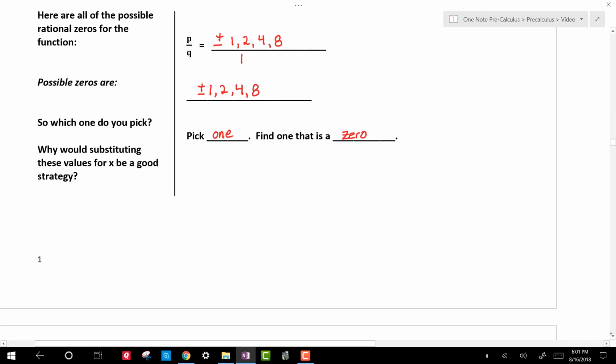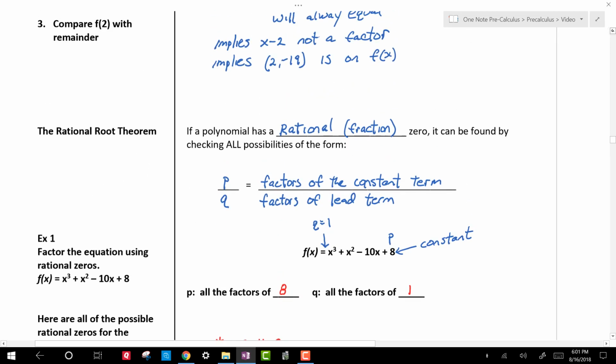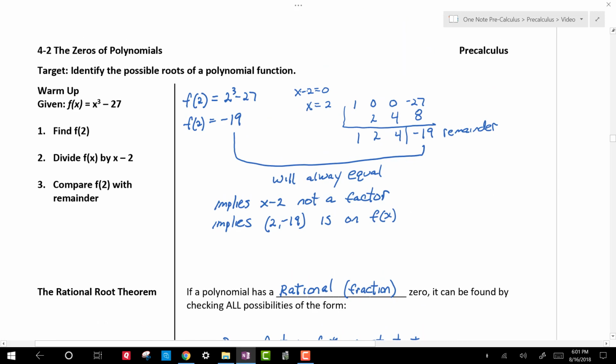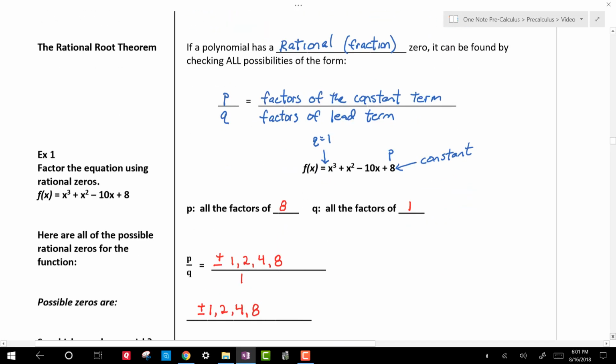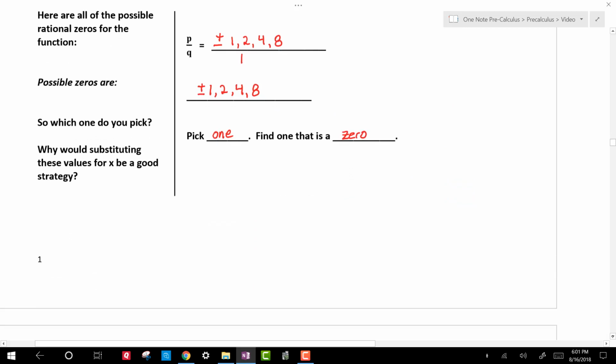In other words, go back to your warm-up for a minute. Remember in the warm-up when we plugged in 2 to the function and we found out very quickly that 2 is not a 0, therefore x minus 2 is not a factor? That's what we want to do here if it's easy enough to do that. So what I'm going to do here is I'm going to take my first one. I usually just go positive 1 first, then negative 1, then positive 2, then negative 2. So I work them down in order.